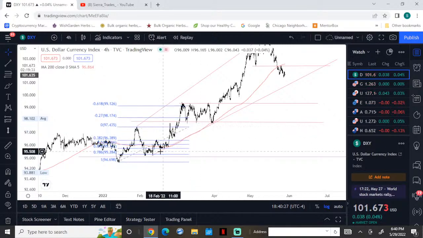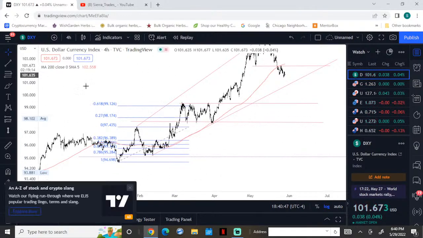Right? So our entry would have been here. TP1 would have been here at the 0. TP2 would have been here at the 27. TP3 would have been here at the 618. So this fib finished, completed.